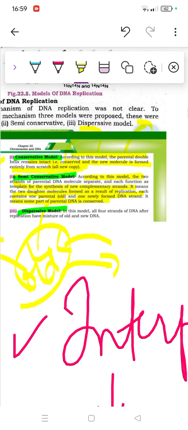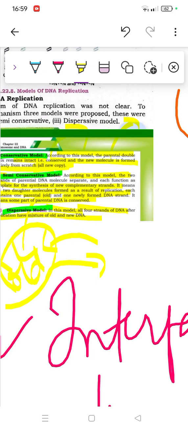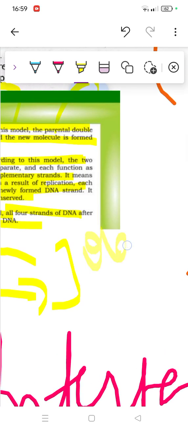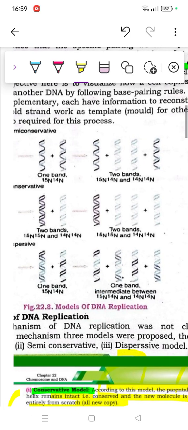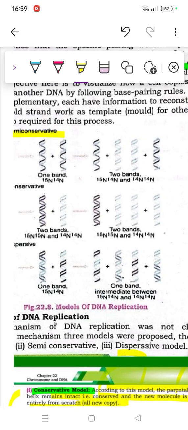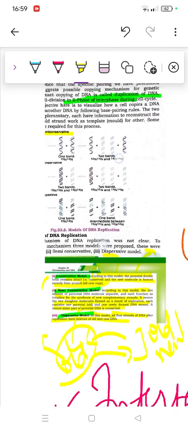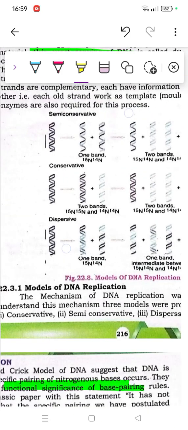And the last one, dispersive. In this model, all four strands of DNA after replication have a mixture of old and new DNA. As I mentioned, they will have both old and new. Now let's check it out in the picture. Here is the picture. First one is semi-conservative, second is conservative, third is dispersive.